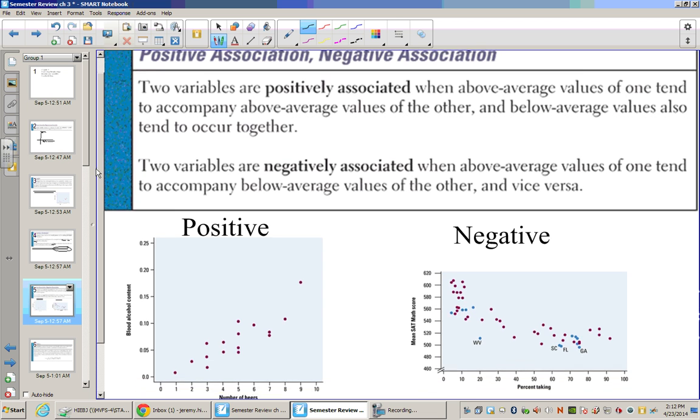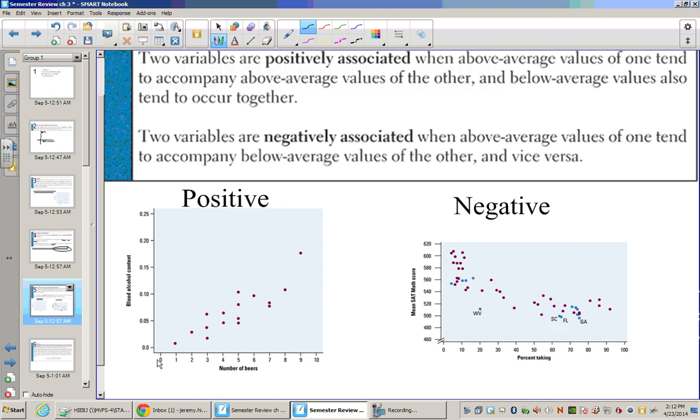So first, direction. Positively correlated data looks like this. Negatively correlated data looks like that. Most people understand that.